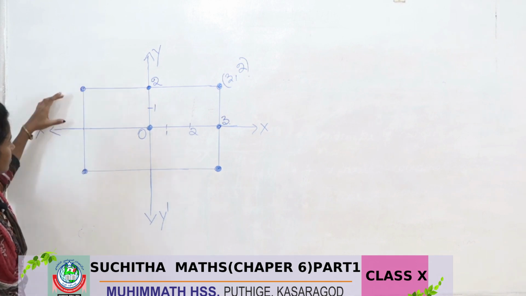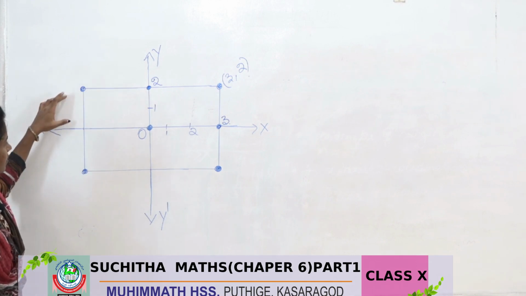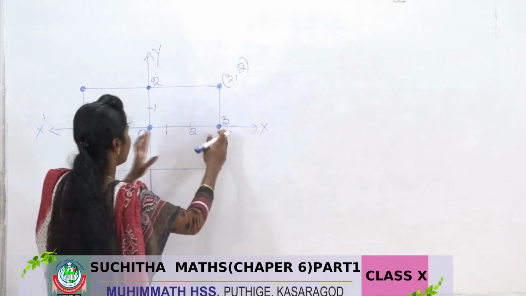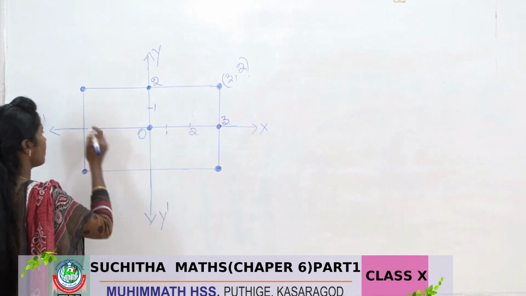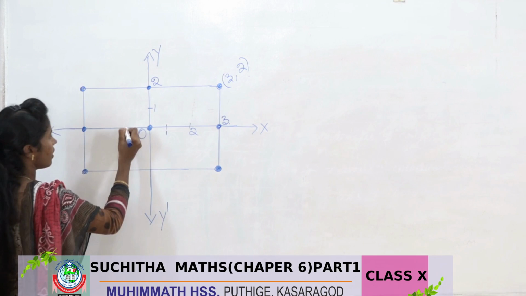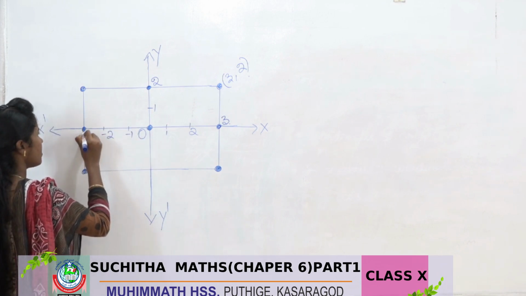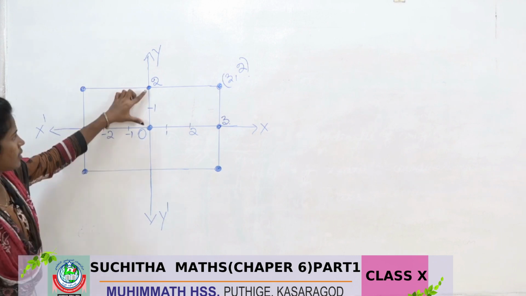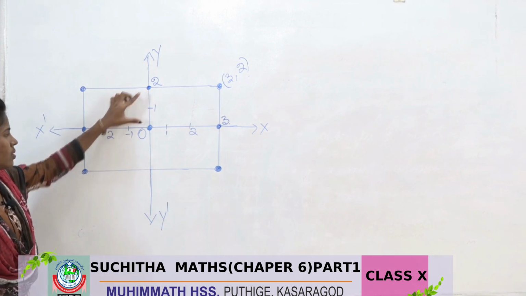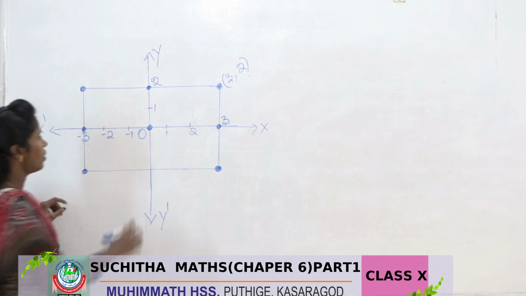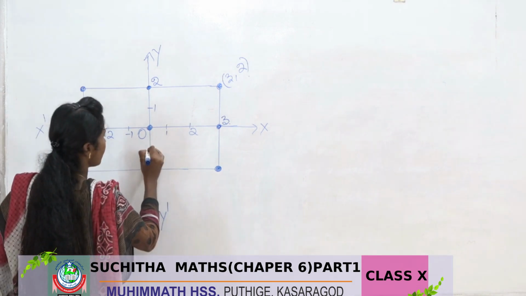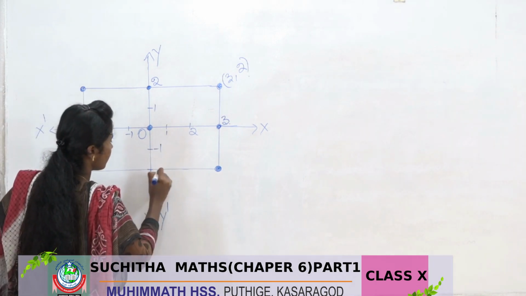Then here this distance is 3. Then this distance is also 3. That is -3. And here this distance is 2 centimeters. So this distance is also 2 centimeters. That is -2.